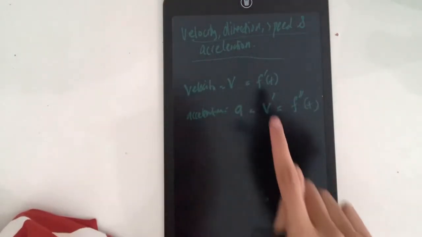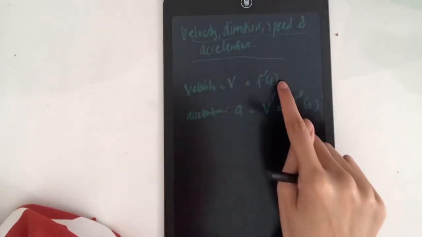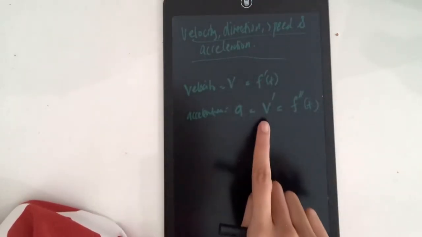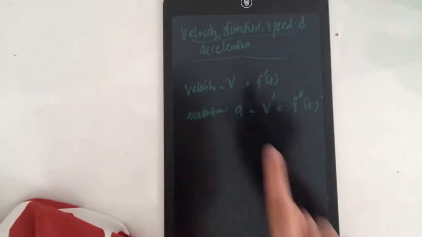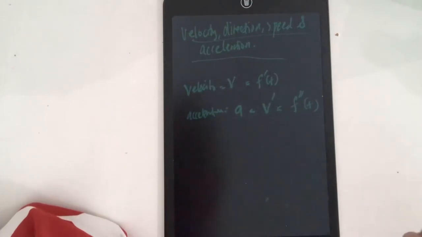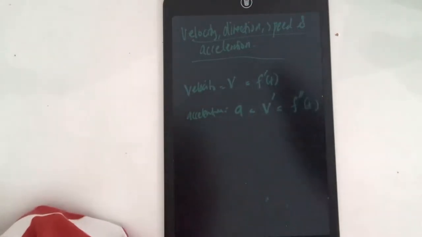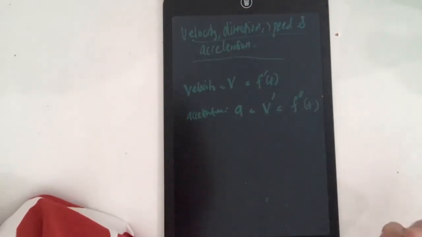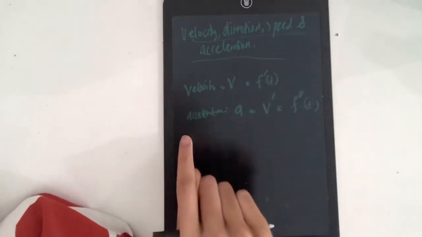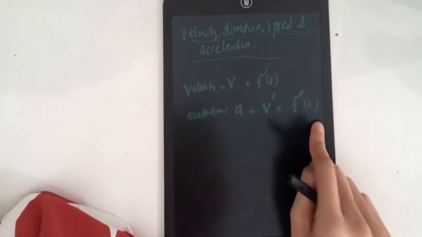Okay, I repeat again. To get v, you need to find your f prime. So to get acceleration, you need v prime. So v prime means that you need to differentiate your f prime. F prime, and then you need to prime again, which is twice. So to get velocity, you need f prime. To get acceleration, you need f double prime.